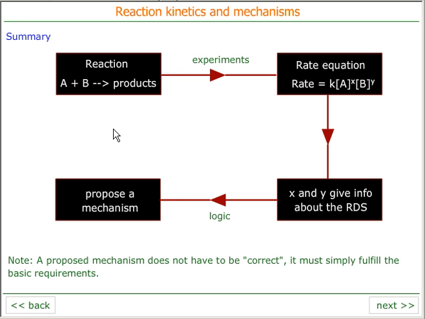So to summarise, for a chemical reaction such as A plus B gives products, we perform a series of experiments in order to find out the orders in the rate equation, x and y. Once we've got the orders, x and y, these give information about the rate determining step. Then we use some logical deduction and we propose a mechanism. It's important to remember that the proposed mechanism doesn't have to be correct. In many cases it would be very difficult to find out if it is correct. It just must fulfill the basic requirements.